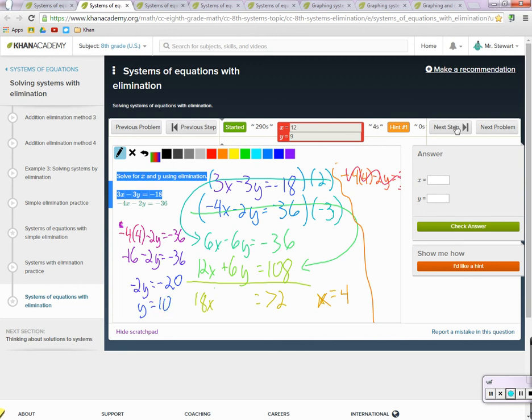So the solution, let's see. Well, the solution then is what? 4, 10. Right, good. So, organize that all information.